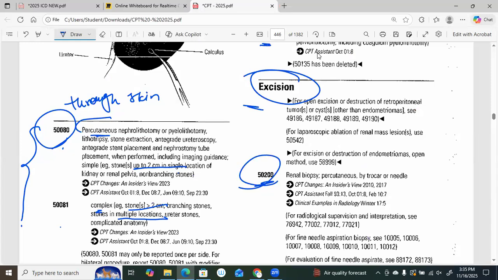The first we have is renal biopsy. This is through the percutaneous approach. What does percutaneous mean? Through skin, ma'am. Via skin.